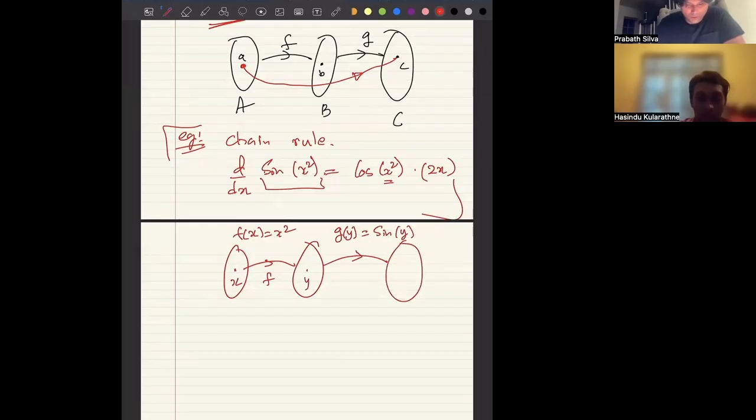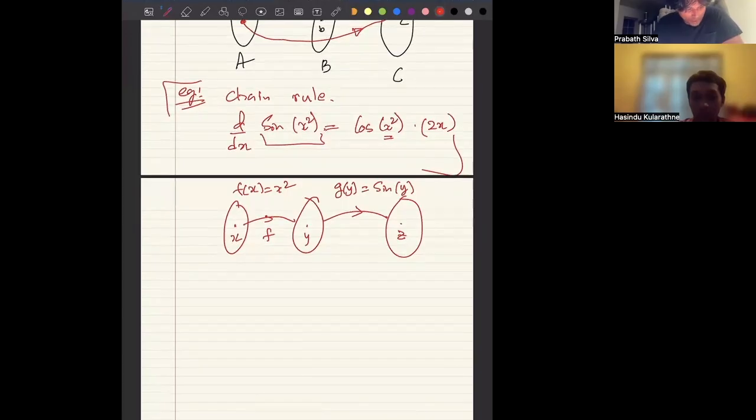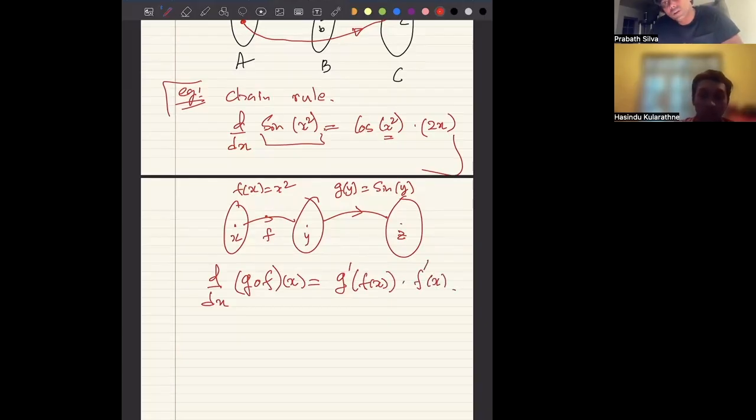Okay, y equals sin y. So the proper format of the chain rule, if you write it correctly, is d by dx of g composed with f at point x. This is you differentiate g of f of x times f prime of x. So you have seen the idea, but probably not the notation.